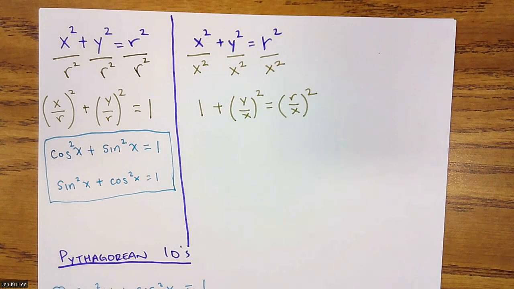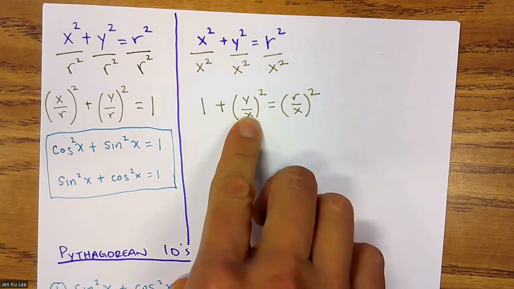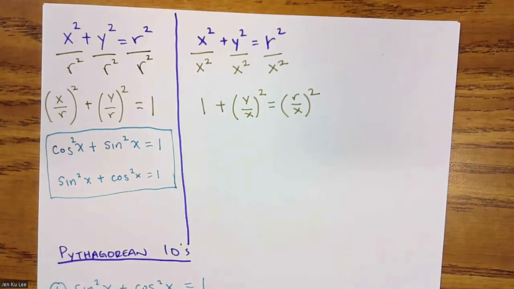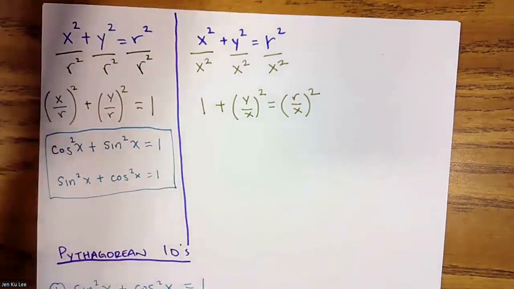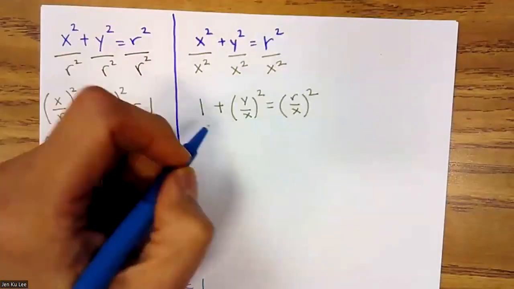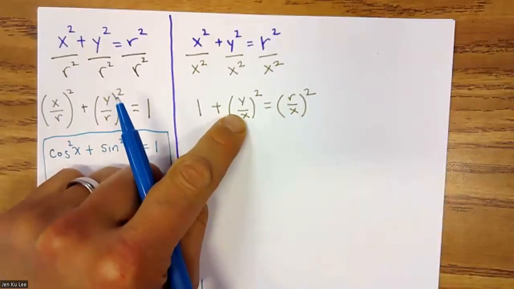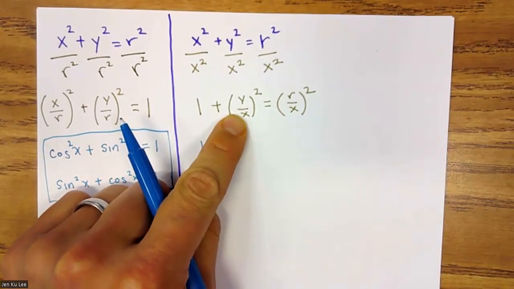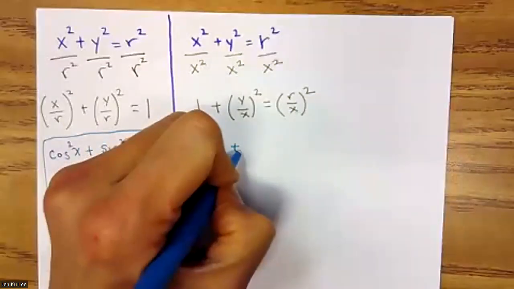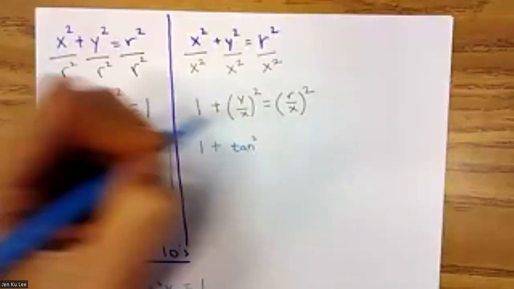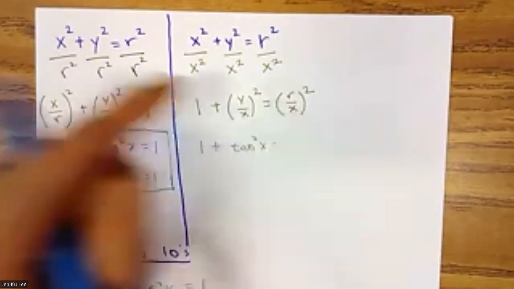Okay, we got that? What is y over x in terms of my trig functions? What is y over x? 1 plus y over x is tangent. So 1 over tangent x equals, what is r over x?